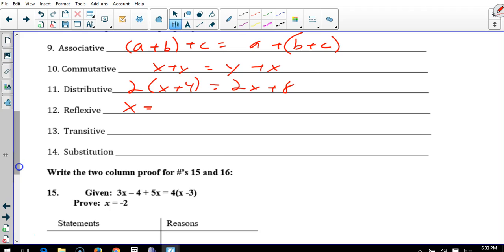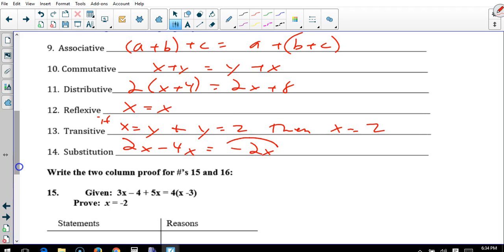Reflexive, something is equal to itself. Transitive, if x equals y and y equals z, then x equals z. Kind of, we talk about electricity or cooties. Substitution, 2x minus 4x can be written as negative 2x. We can substitute this for this statement.